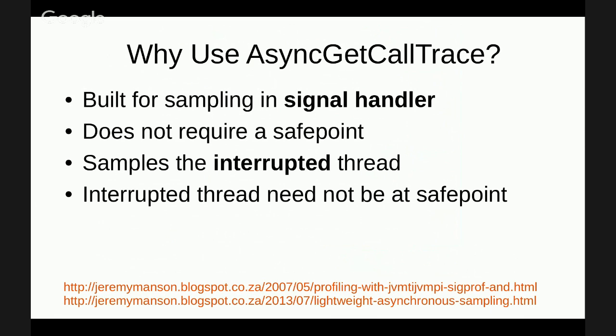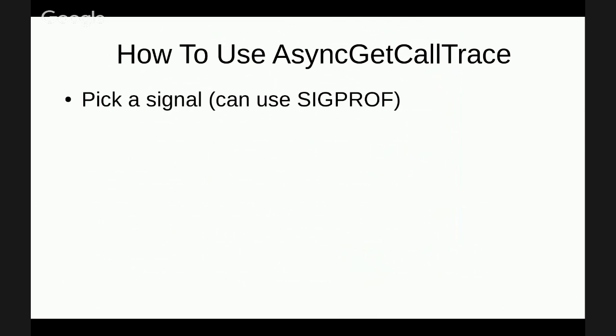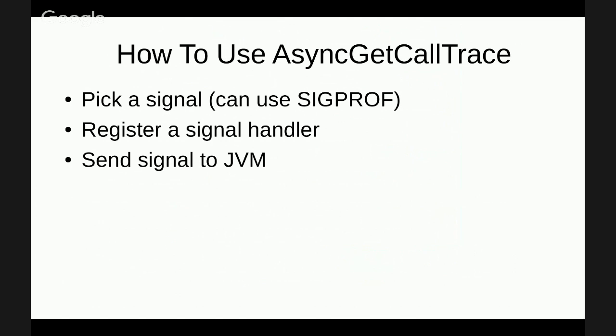Why is that a good thing? Because if we had to be at a safe point, we'd have to stop all the other threads. So how do we use it? We pick a signal. You could use the bat signal. You could use SIGPROF, which is what most profilers use. You register a signal handler. You send the signal to the JVM. Usually you set it up as some sort of a timer.